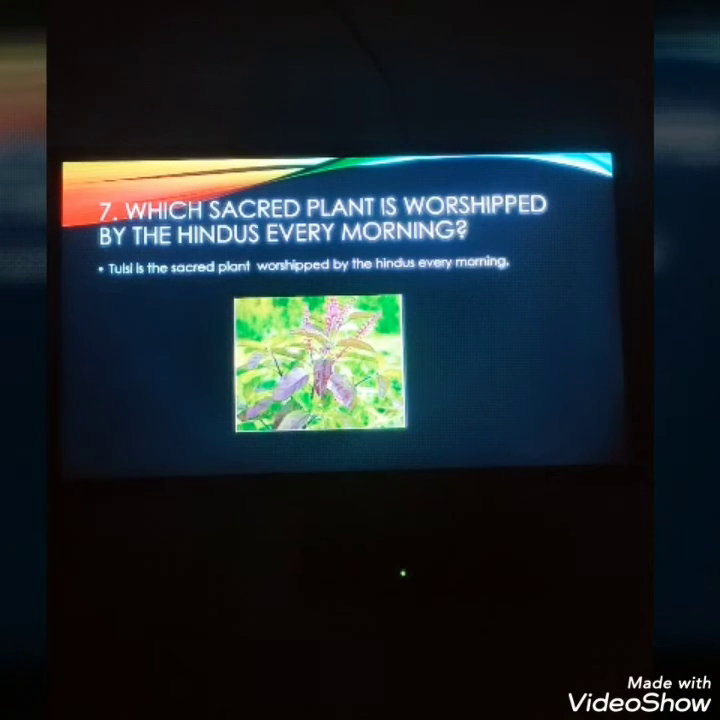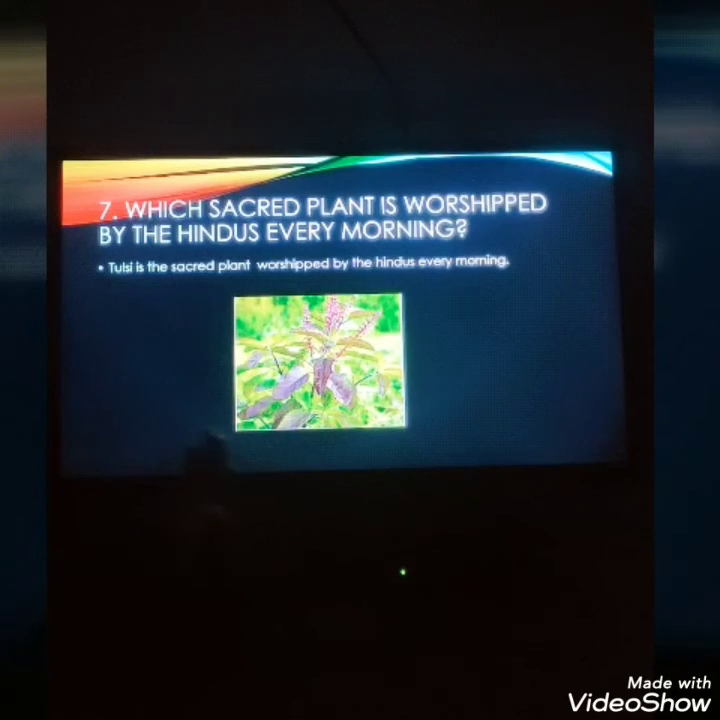Which sacred plant is worshipped by Hindus every morning? I think in every home there is a tulsi plant, and your mother and father, after bathing, light a diya in front of Tulsi ji. So, if anyone asks you the name of the sacred plant worshipped by Hindus, you will say Tulsi. You can see the image over here. In everyone's home it is there.